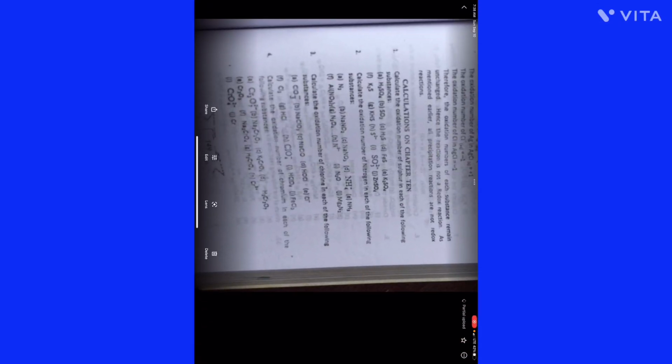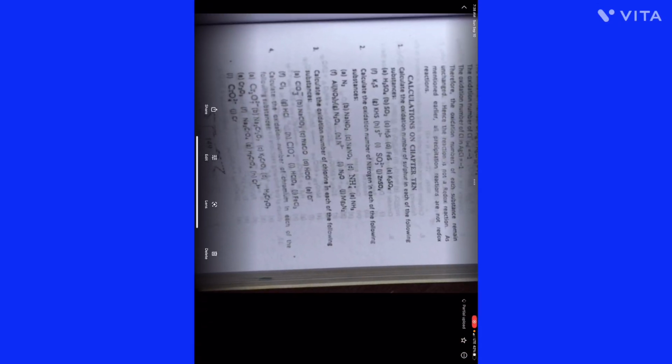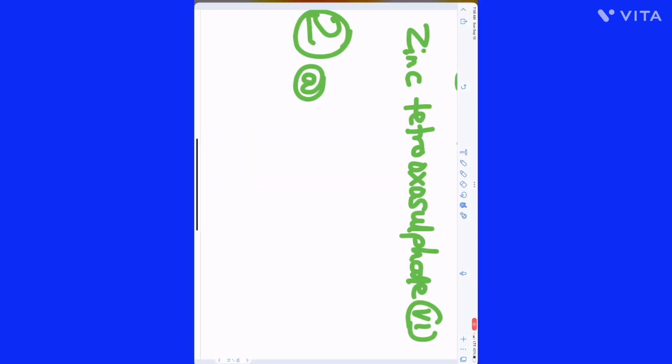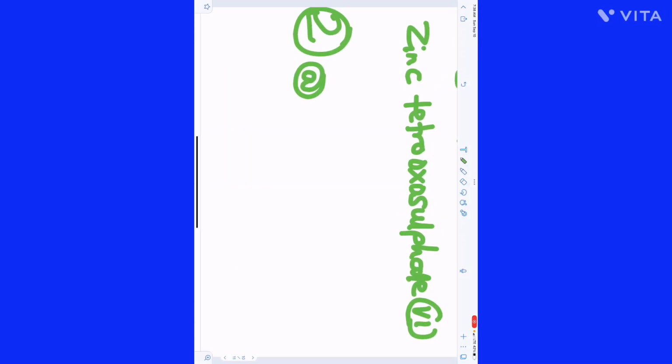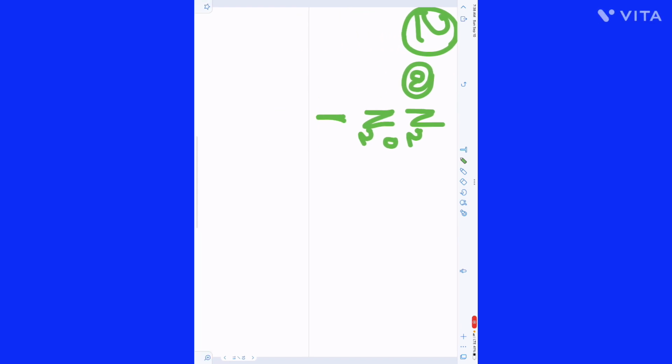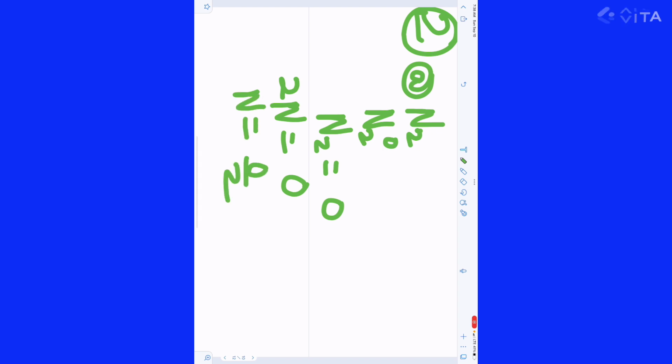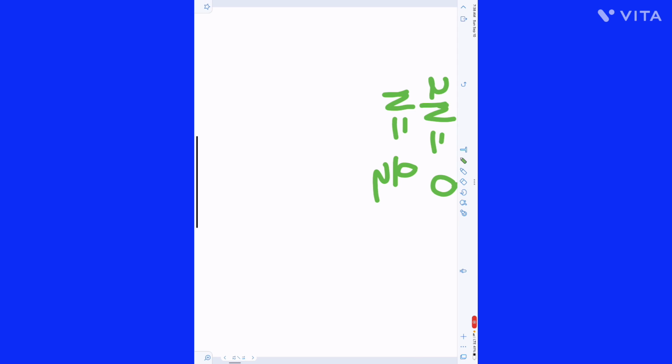The question says, calculate the oxidation number of nitrogen in each of the following compounds: N2, NaNO2, and so on. Starting with N2. Now, the total charge on this molecule is 0. So N2 is equal to 0. That means if you put the charge of the 2 nitrogen atoms together, you should get 0. So this tells you that nitrogen has a charge of 0 in this substance.